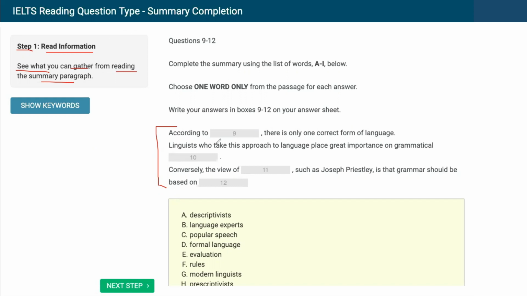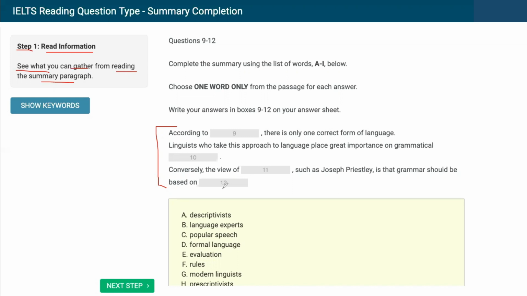Okay, so let's go ahead and read. According to blank, there is only one correct form of language. Linguists who take this approach to language place great importance on grammatical blank. Conversely, the view of blank, such as Joseph Priestley, is that grammar should be based on blank.